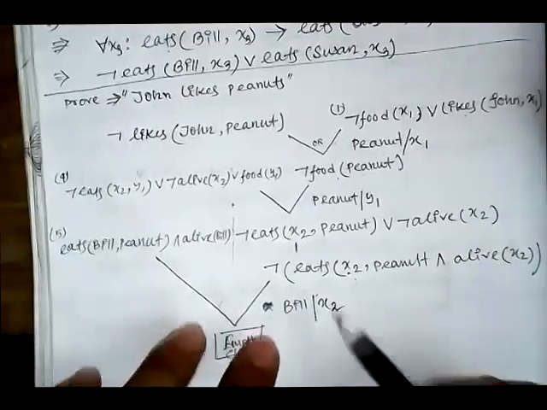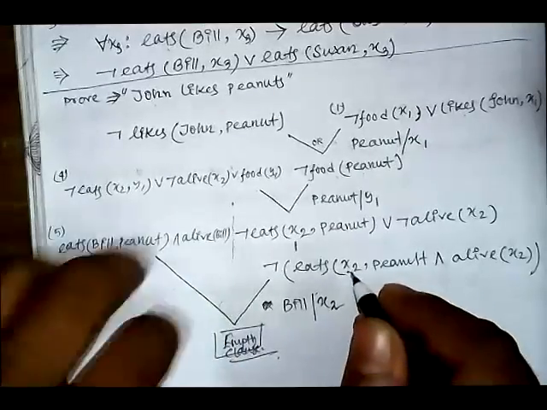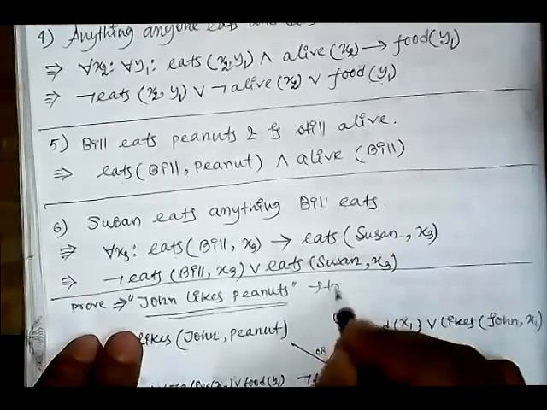Since it is an empty clause, we can say by contradiction that John likes peanuts is true.